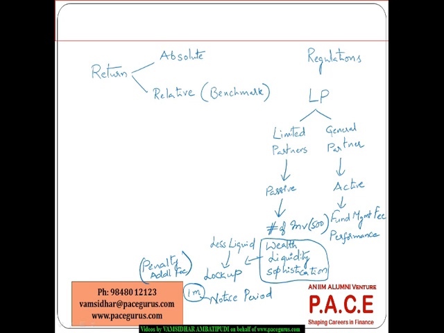Even that is more or less to discourage intermediate redemptions, because every time a redemption happens, there is some amount of transaction cost built into it. So whatever penalty or additional fee is charged, it's a kind of compensation against the transaction cost. So the notice period and the penalty are all targeted towards discouraging redemption.